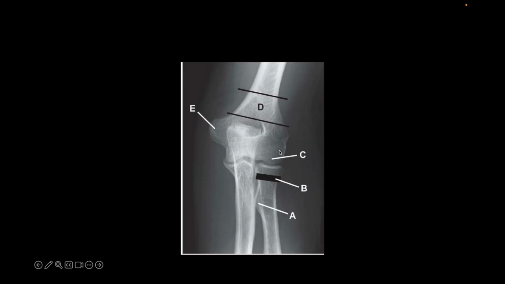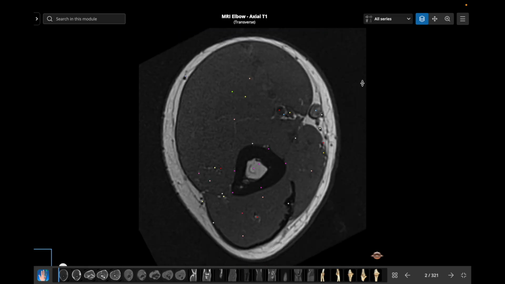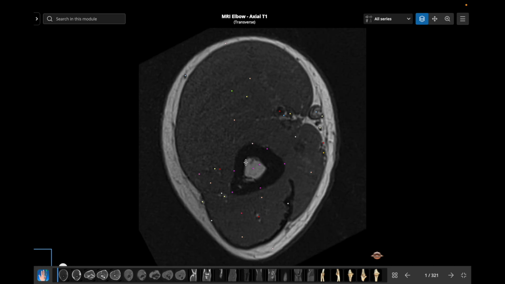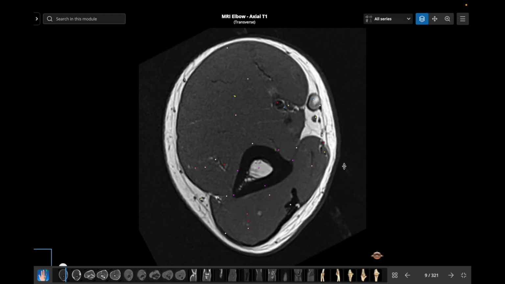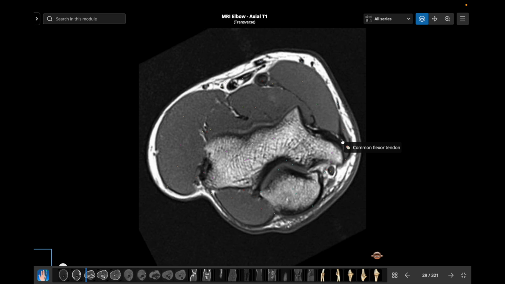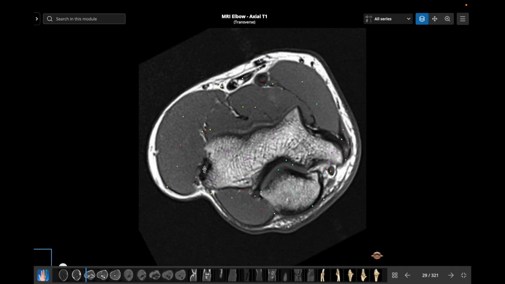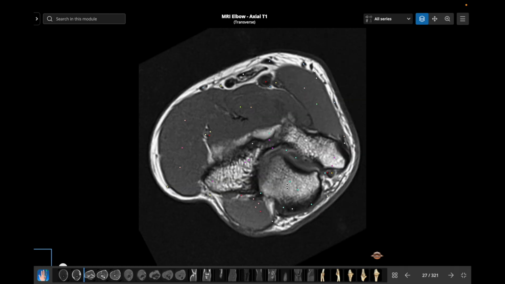Let's go through an MRI. So we're at the level of the humerus. You know we're at the humerus because there's only one bone here. And when we come down, the medial epicondyle is this bony prominence here. And then you've got your lateral epicondyle. Remember, your medial epicondyle is where the common flexor tendon originates, which is this. And then your lateral epicondyle is where your common extensor tendon originates, okay?